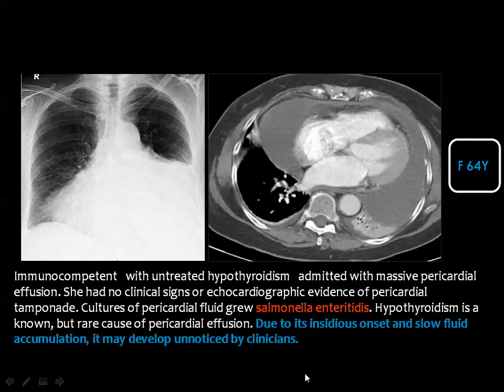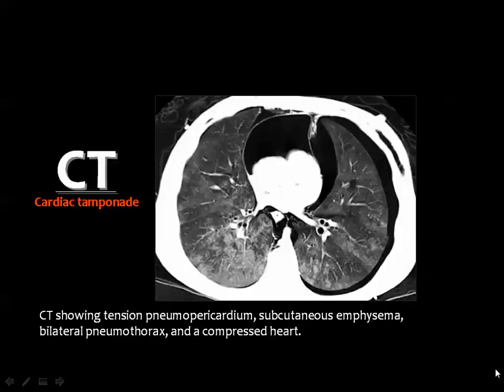The culture of the pericardial fluid showed Salmonella organism. Hypothyroidism is a known but rare cause of pericardial effusion. The patient is not having symptoms of cardiac tamponade due to the insidious onset and the slow fluid accumulation within the pericardium. Then if air is accumulated in the pericardium, this is known as tension pneumopericardium, and it may result in cardiac tamponade as well.